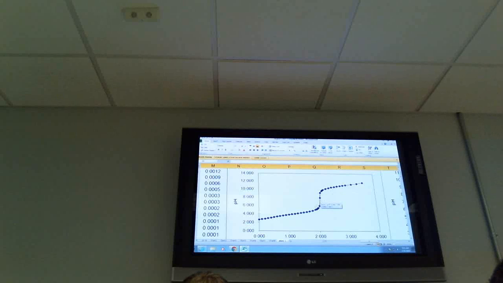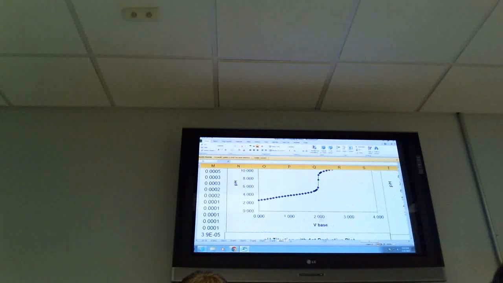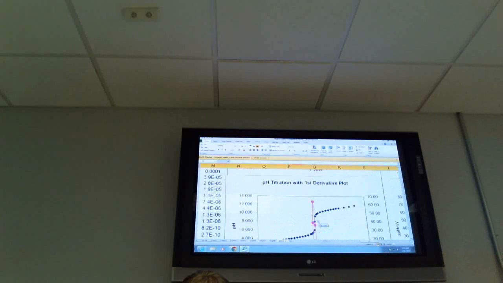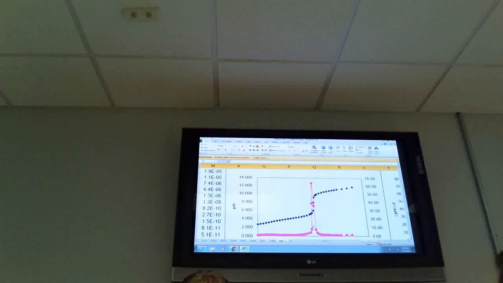And so if we make a plot of the slope at different volumes of base, we generate this plot here, shown in pink. You see it? This is a plot of the slope versus milliliters base. And you can see it peaks right in the middle here. And at that peak there, that should be the first equivalence point. So this pink plot is called a first derivative plot. It comes from calculus, and the problem with our first derivative plot is we might not have data. The peak might be offset.